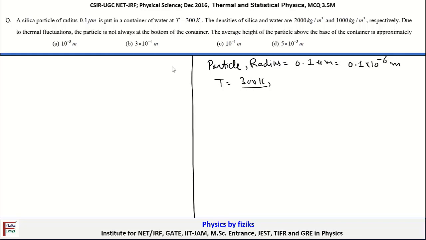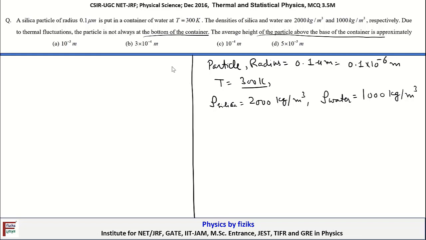The densities of silica and water are, let's denote rho silica, equal to 2000 kilogram per meter cube, and water is equal to 1000 kilogram per meter cube. Due to thermal fluctuations the particle is not always at the bottom of the container. The average height of the particle above the base of the container is approximately.